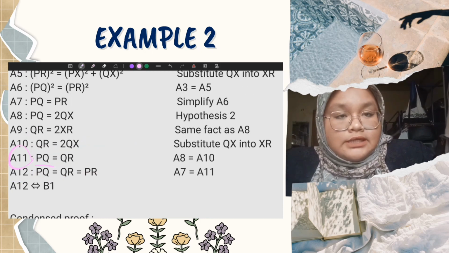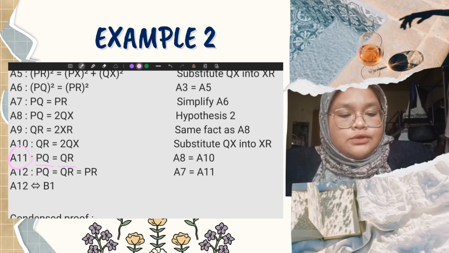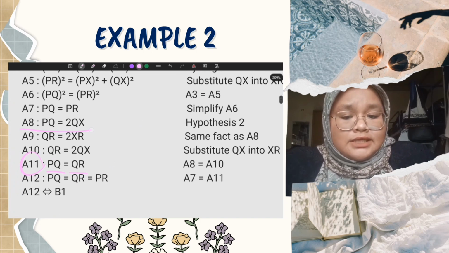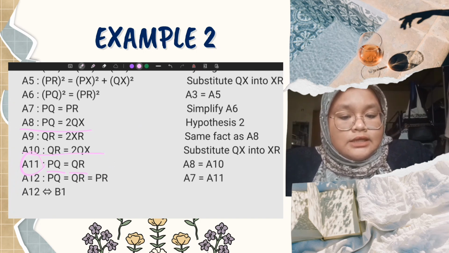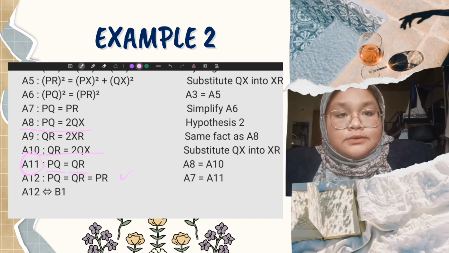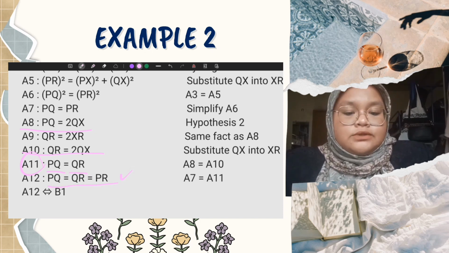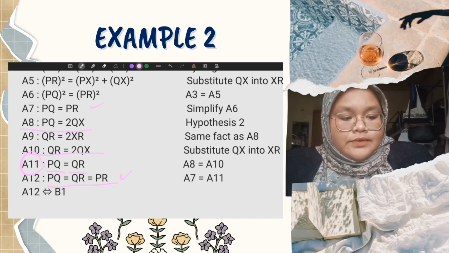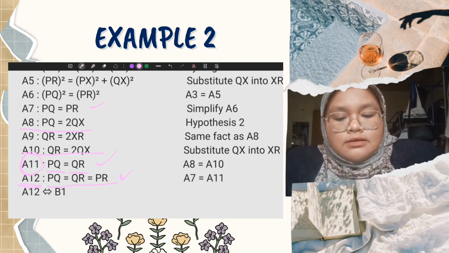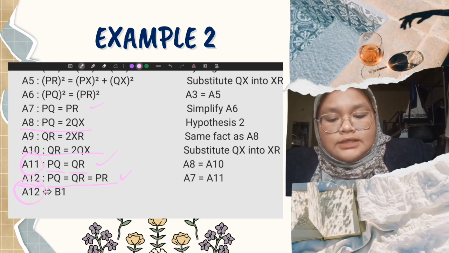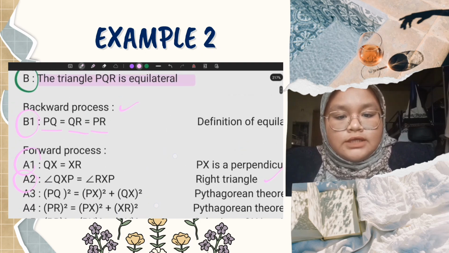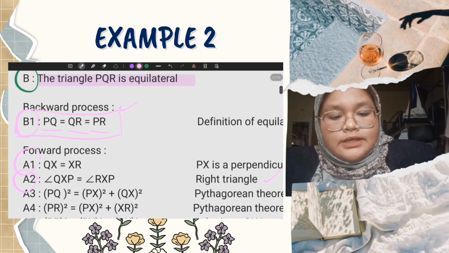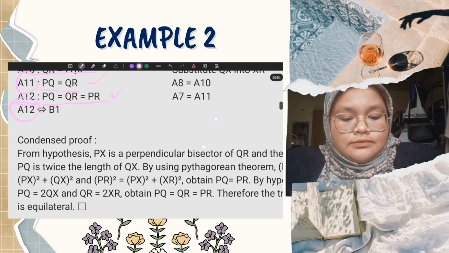And then we go to A11, PQ is equal to QR, which is the same as A8 and A10. Same goes for A12, PQ is equal to QR is equal to PR, which is A7 and A11. And then by having A12, we can say that A12 is equivalent to B1.